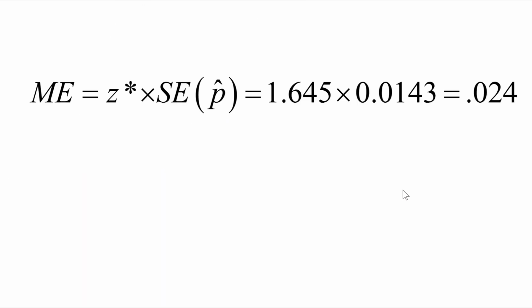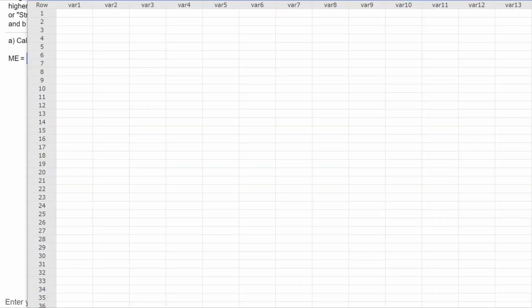So now our formula, again, is Z star, which in this case is 1.645. Remember, that's for a 90% confidence interval. 1.96 would be for a 95% confidence interval. Times, so 1.645 times 0.0143, and we get a margin of error of 0.024. So that is the by-hand way to do it. There's certainly value in doing that when it's not super hard. So let's go over and see how we can do this on StatCrunch.